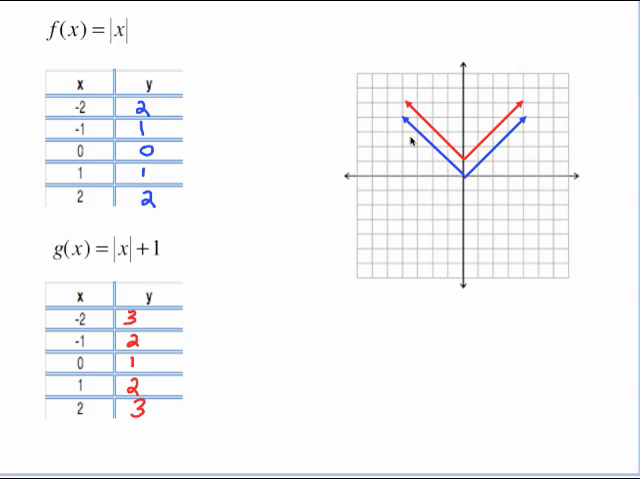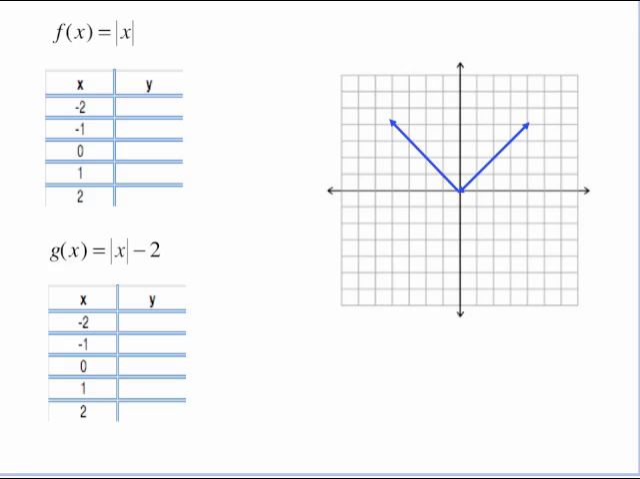The blue was our original V for absolute value. Our red was our new one right here. And the question is, did this blue one get shifted up 1 as we expected from our other screen? And yes, it did. Every one of these blue points moved up 1.